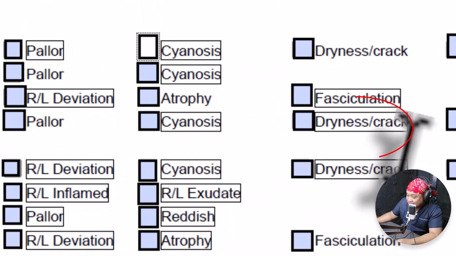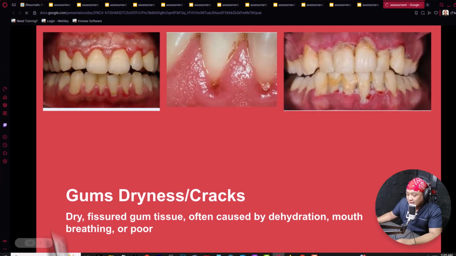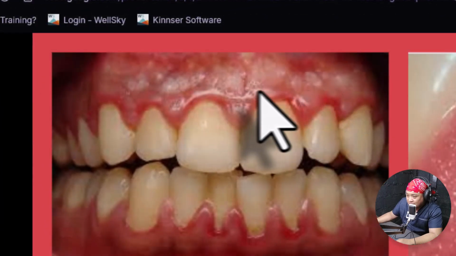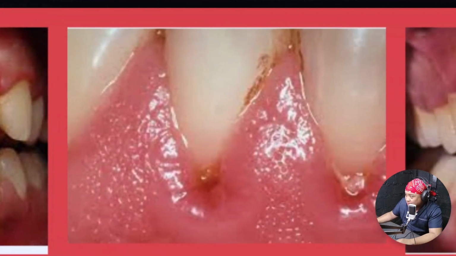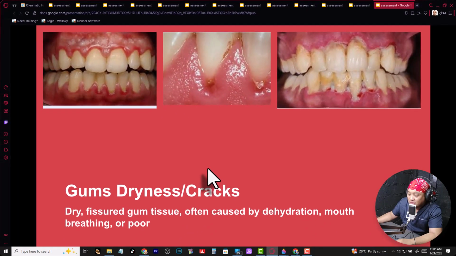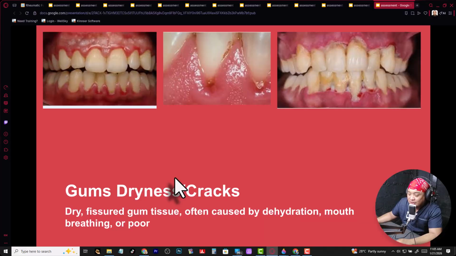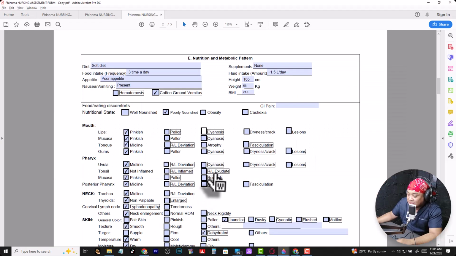Okay. Next, let's have a look about the dryness and crack, so that at least you have an idea, a closer look for gums who has some cracks and dryness. So here you go. Okay. So yan, makikita niya dyan, little bit crack there on the gums, gum lines. Okay, so there you go. Dry, fissured gum tissue often caused by dehydration, mouth breathing, or poor hygiene, especially dental hygiene. Okay, let's move on to the next.